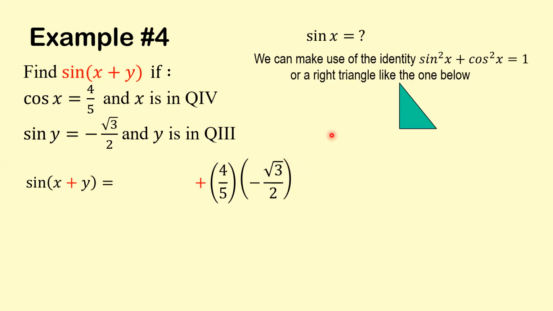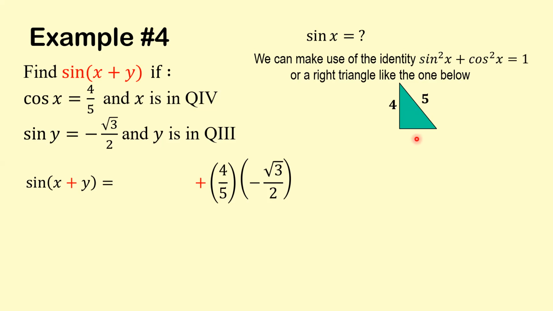Okay? So, since ito yung ating Pythagorean identity, we can assume na meron tayong 4, kasi cosine x is 4/5. No? So, 4, that's the adjacent. Tapos 5 yung ating hypotenuse. Again, it's coming from the 4/5 that's given as cosine x. Okay? So, if cosine x is 4 over 5, that's coming from adjacent over hypotenuse.